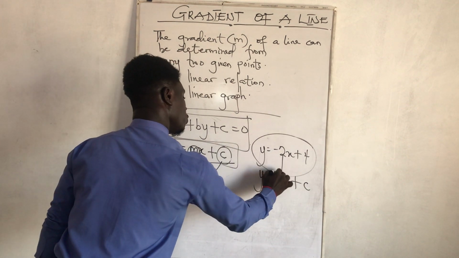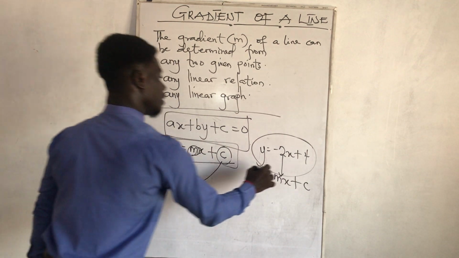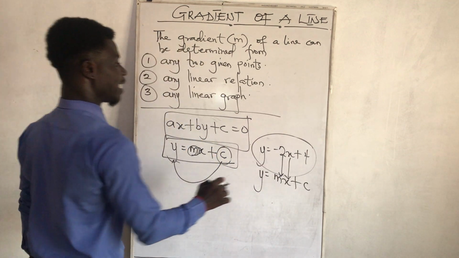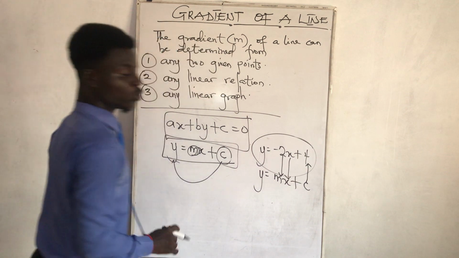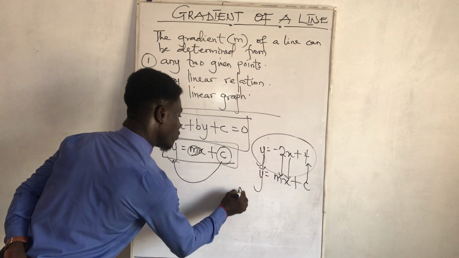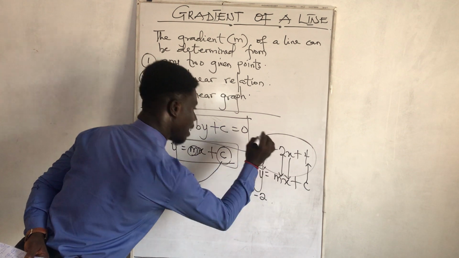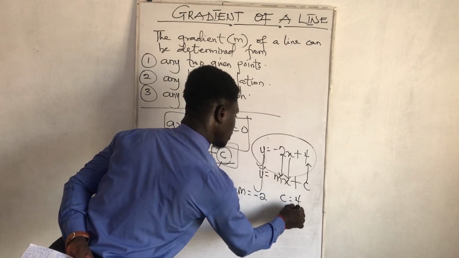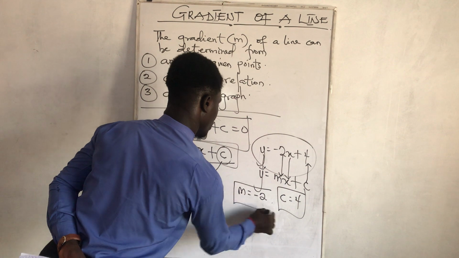Then minus 2 should be equal to m. Then we have x, which is equal to x. Then c must be equal to 4. So when you see it like that, you can say that m equals minus 2, and c equals 4. Right? So we have this.